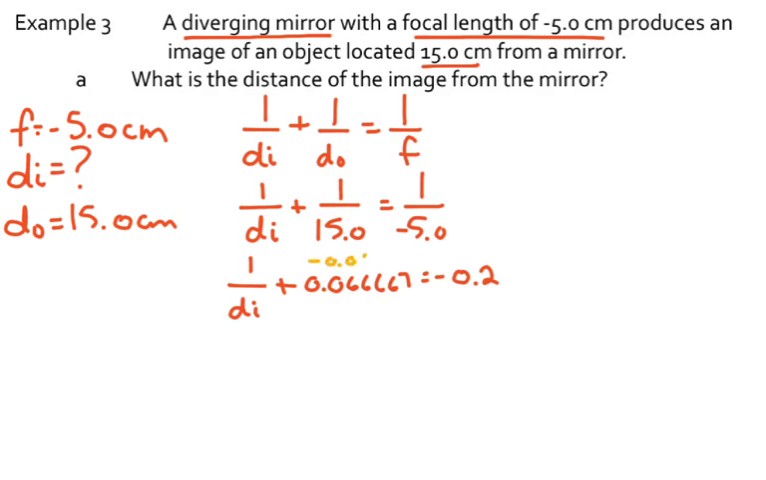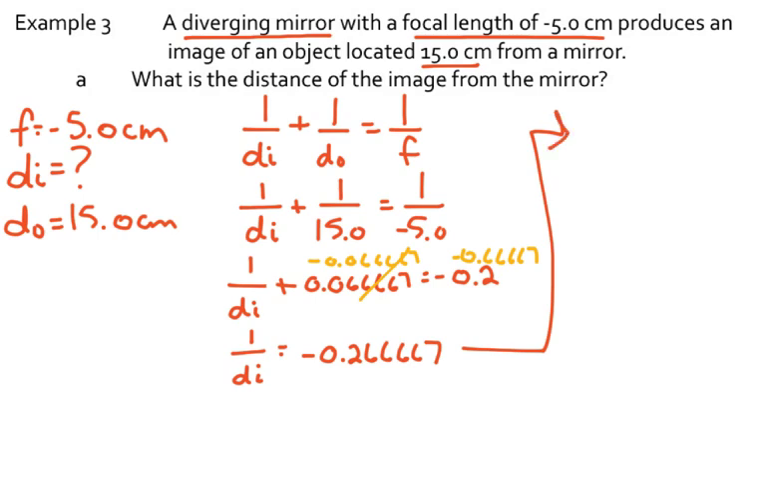Subtract 0.066667 from both sides. We have 1 over DI equals negative 0.266667. Take the reciprocal of both sides, DI over 1 on the left, 1 over negative 0.266667 on the right.